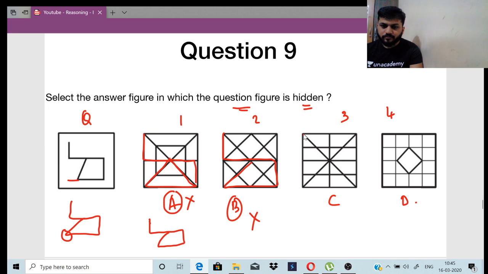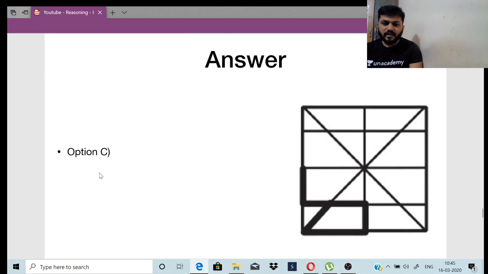Coming to option C. Option D is always wrong, right? So which one will be the right answer? Can someone tell me the right answer? It is option C, right? So ये कोने में छुपा बैठा है. So these types of questions are tough, right? ये कोने में छुपा बैठा है.